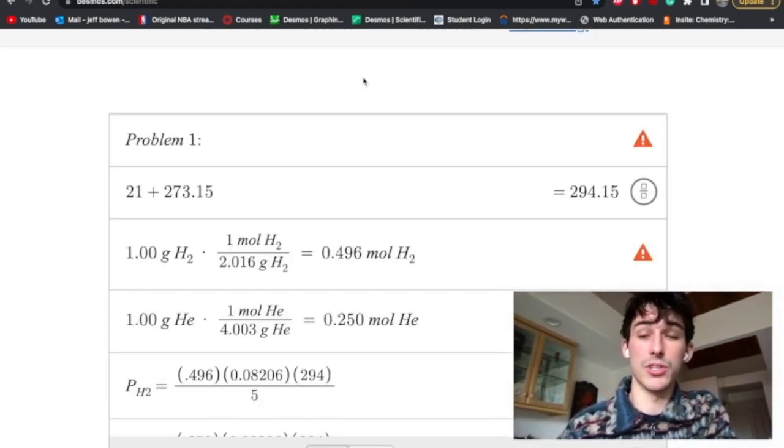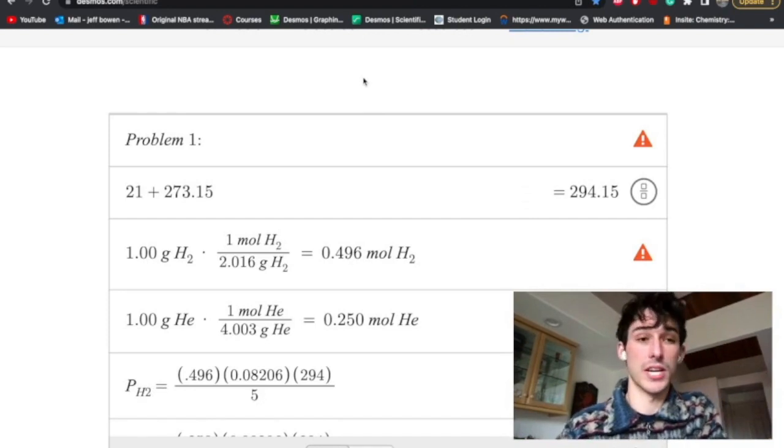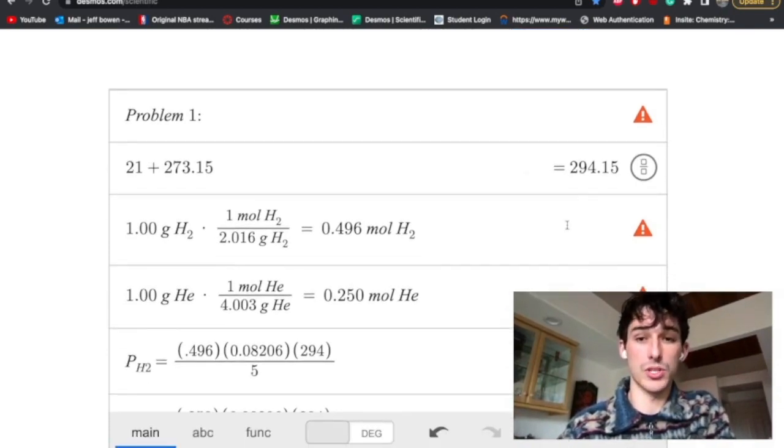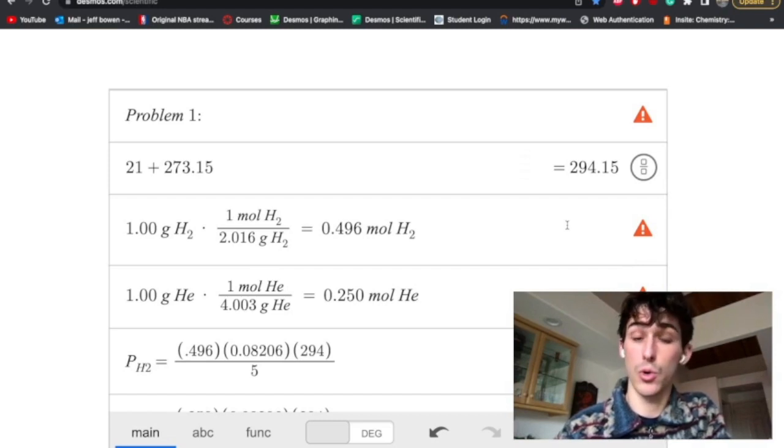First, we need to get absolute temperature. So we take that 21 degrees Celsius and add 273.15, and we get 294 degrees Kelvin. Now we can use some simple unit conversions to get from our grams to moles, and just by multiplying our grams by their molar ratios, we can see we have a little under a half a mole of hydrogen gas and about a quarter of a mole of helium gas.